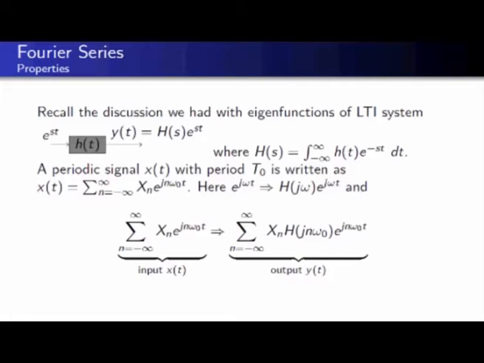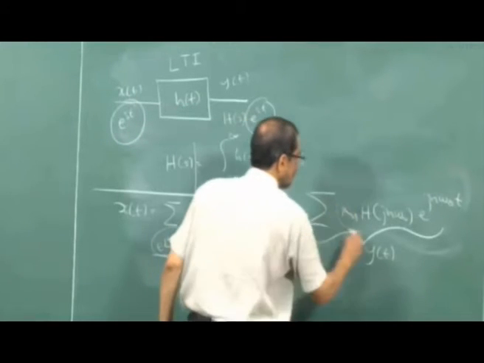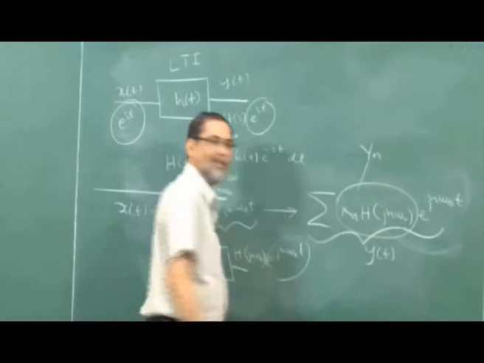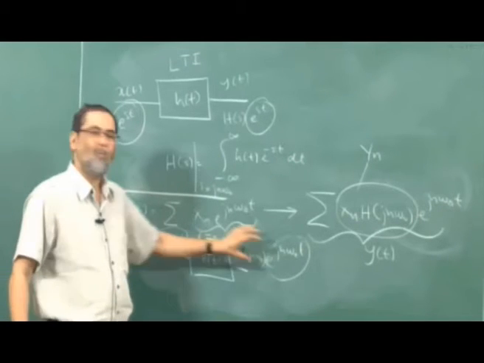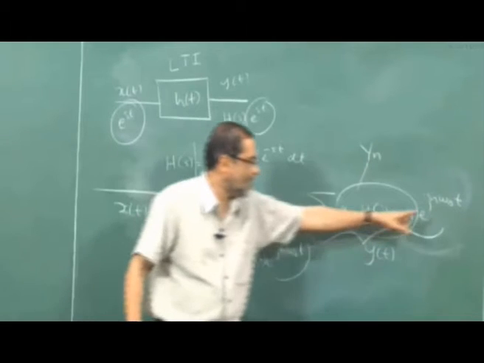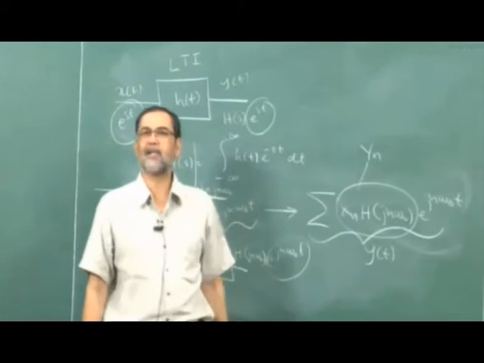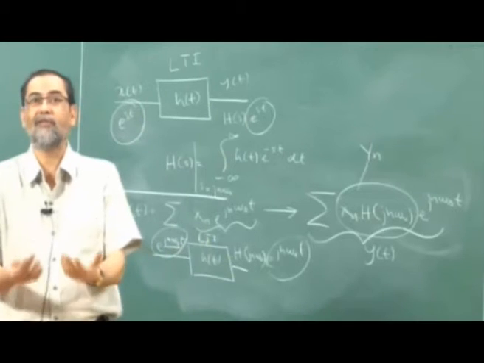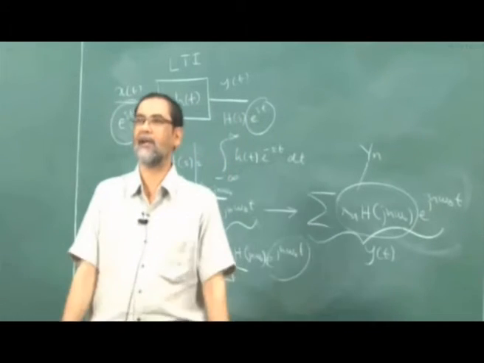If x_n is the sum, then appropriately scaled by H of j n omega naught comes out. So the response y of t is also some form of Fourier series, because this is a Fourier series, and remember this is now y_n, the Fourier series coefficient of y of t. X of t periodic input to LTI system, y of t will be periodic with the same fundamental frequency, and the new Fourier series coefficient y_n can be expressed in terms of the individual Fourier series coefficients x_n and the scaling factor given by H of s evaluated at s equal to j n omega naught.